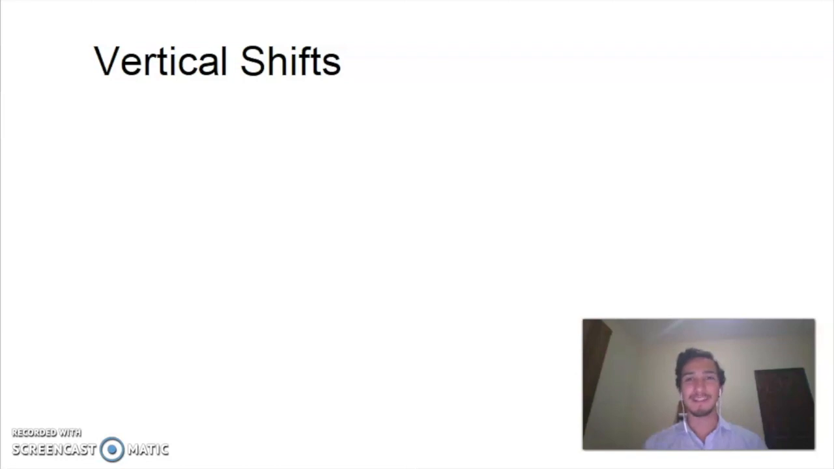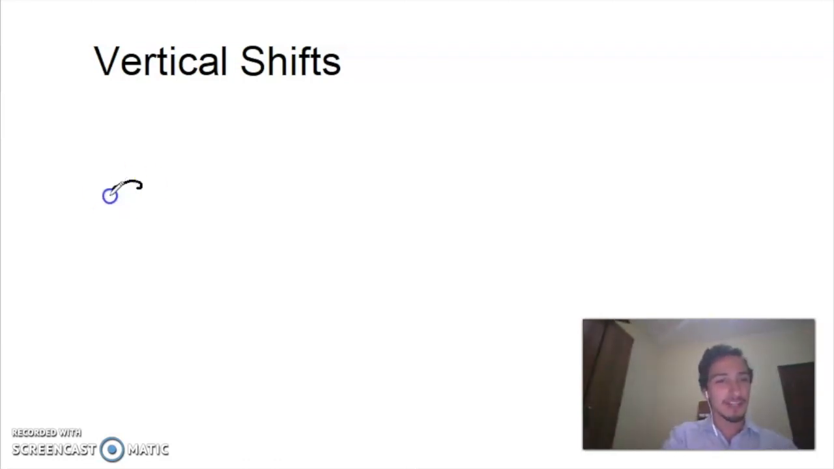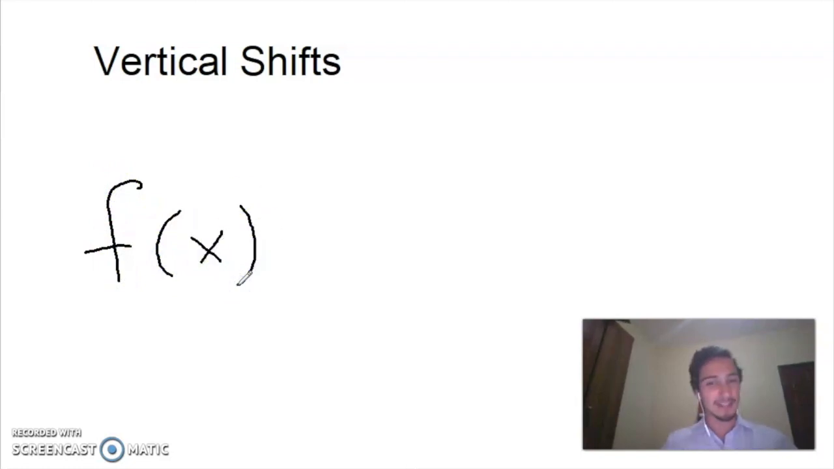All right, so the first thing we'll be discussing in this video are vertical shifts, which are just a translation up or down. So let's start out with our parent function, all right? So our parent function is going to be f of x, and we're just going to use that as general notation. F of x, it can be any function. Let's not worry about it.